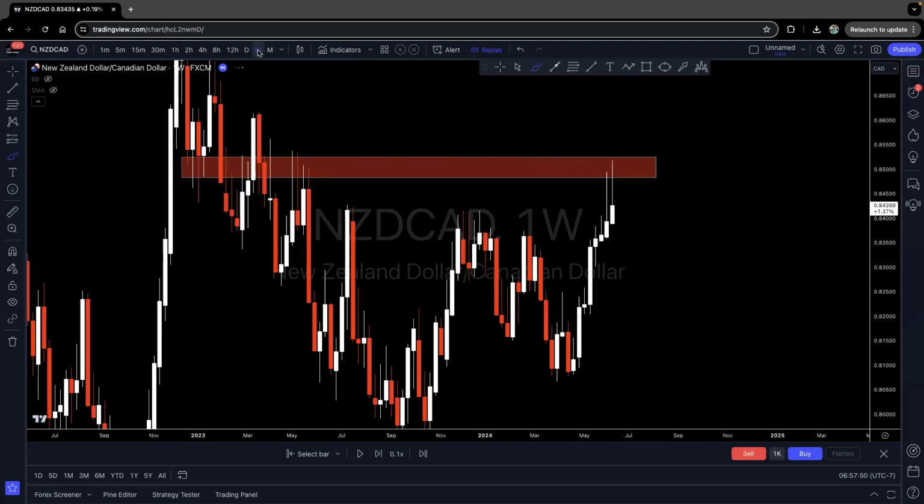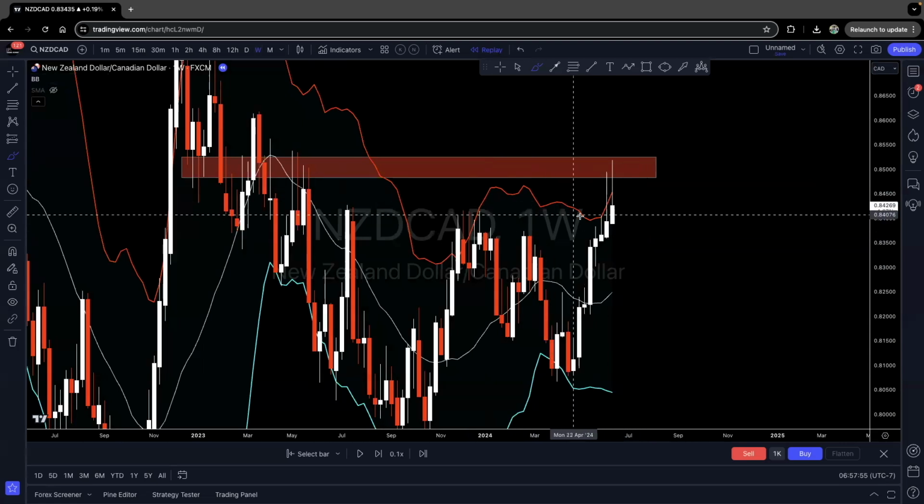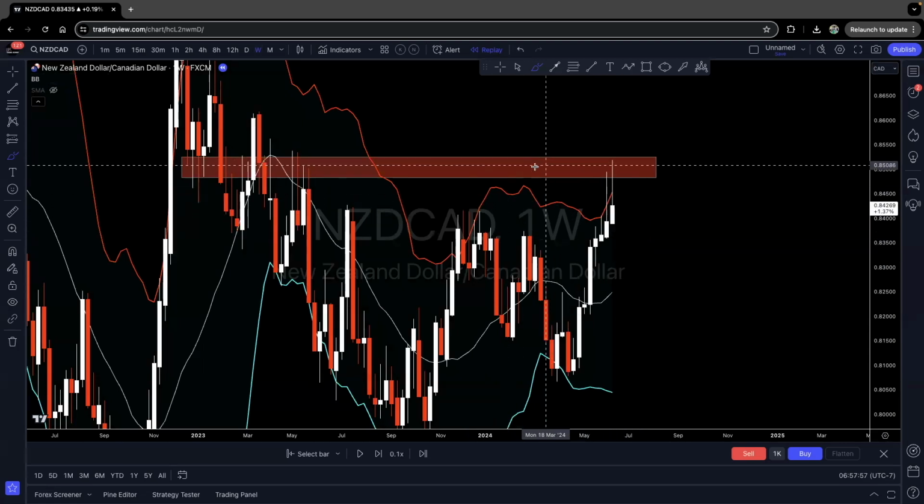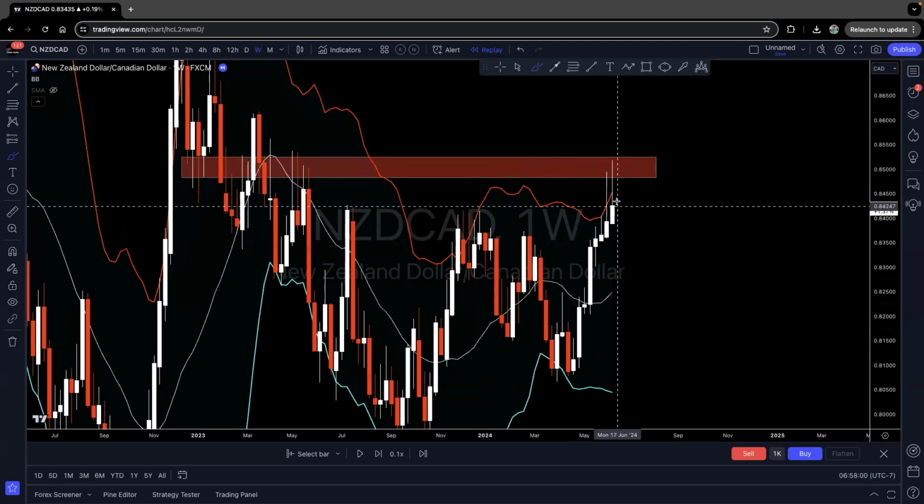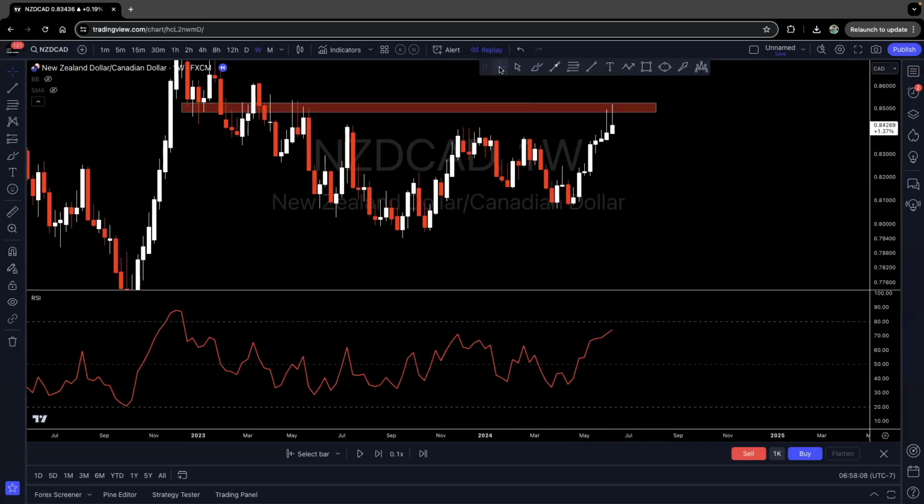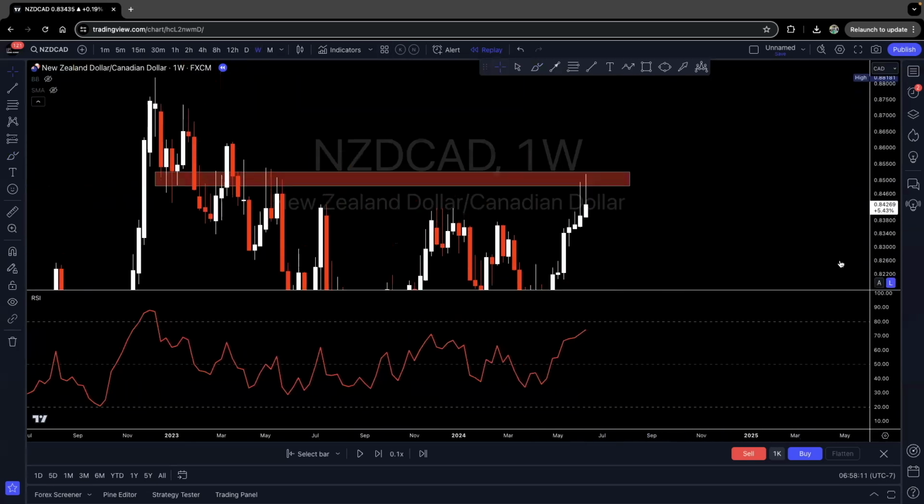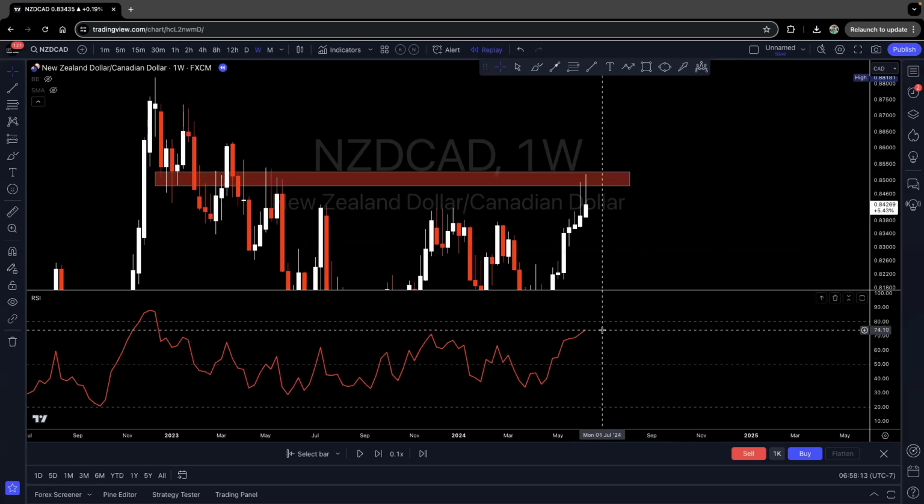But if I simply go back to the weekly, if I apply my Bollinger Band, you'll notice that price is at the top of the Bollinger Band. It's also in a reversal zone. This is telling us that we have a very strong confirmation. Now I can also add an RSI. When price was at that level, the RSI was also at the 74 level.